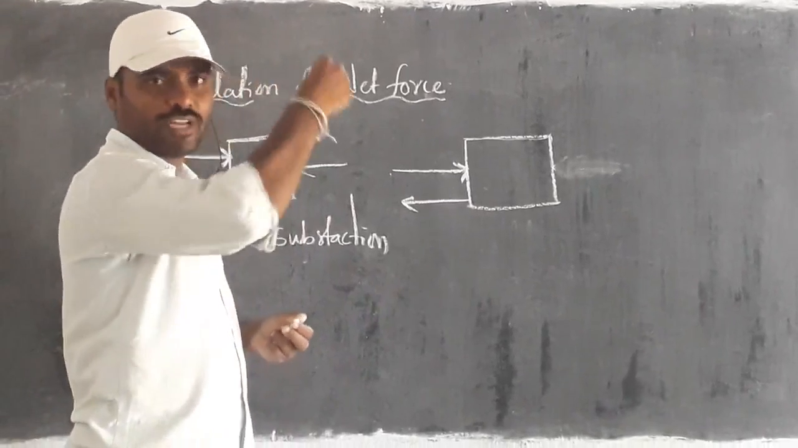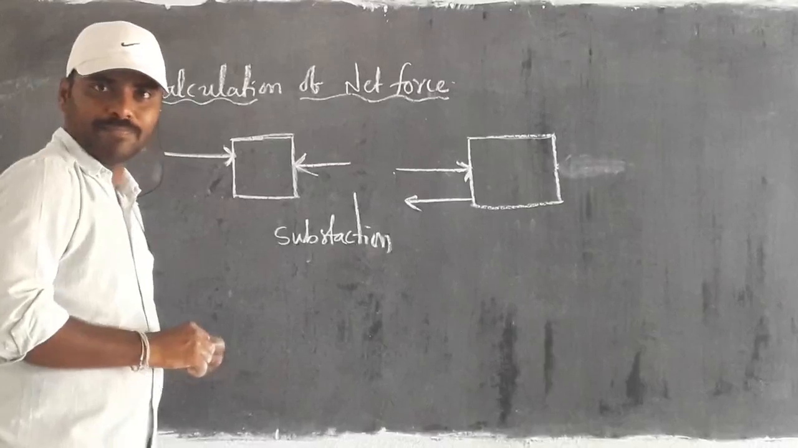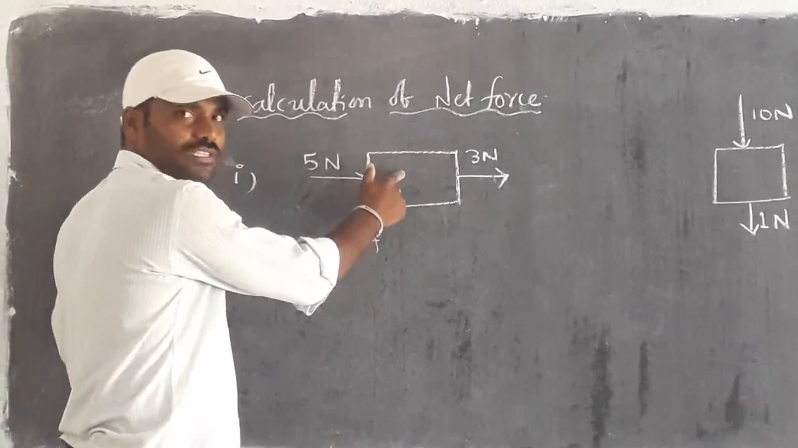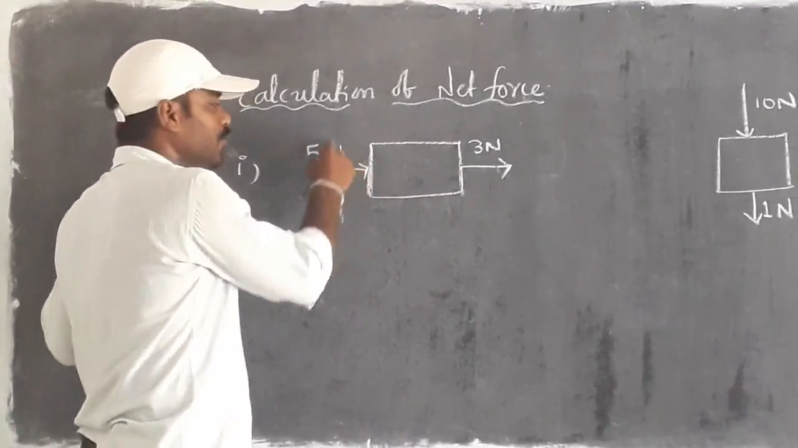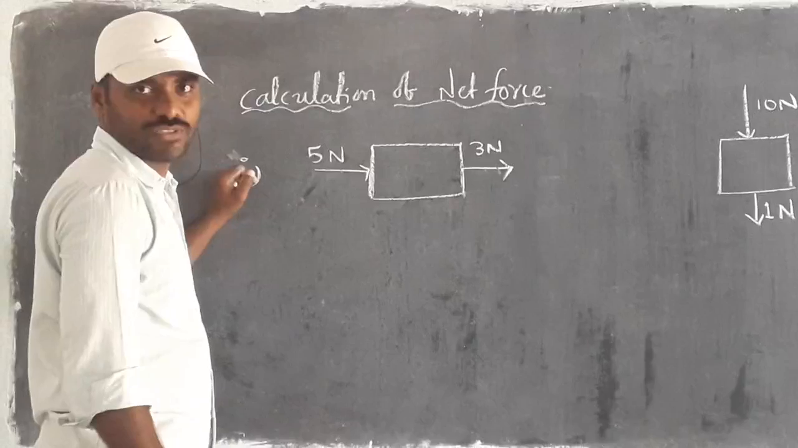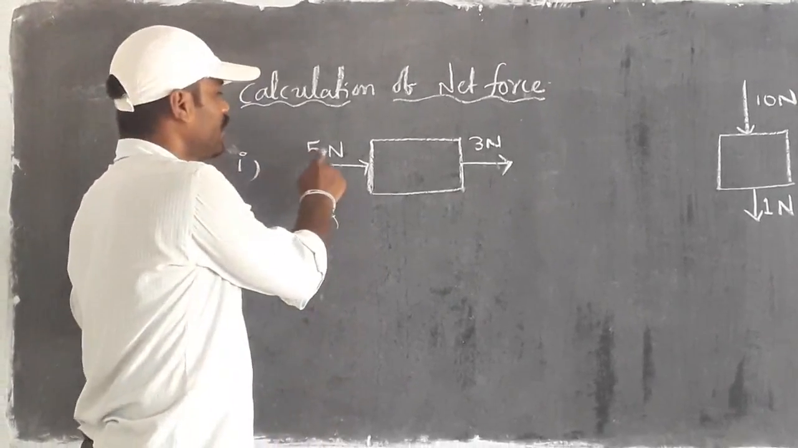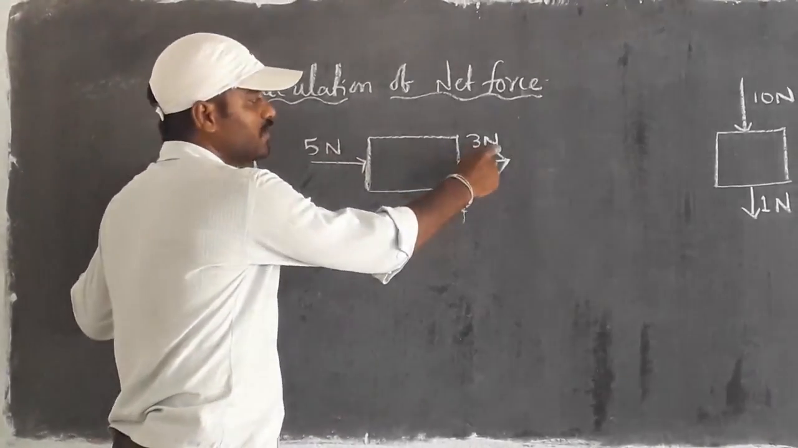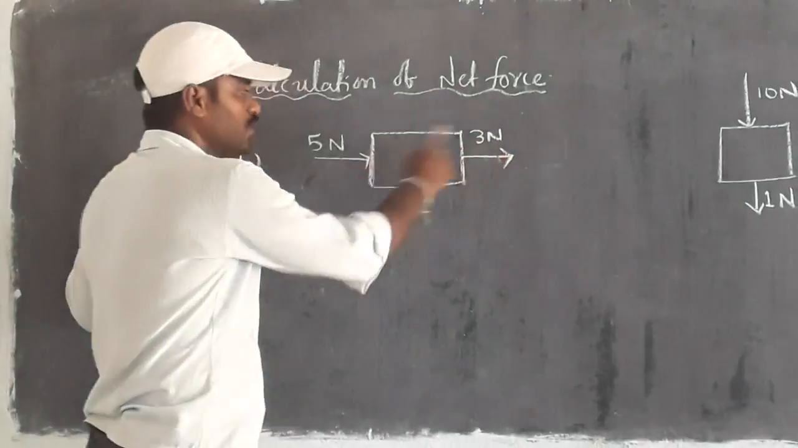Then we have to take a few example problems here, okay? Take the problem like this. This is the object and 5 newtons. Already you are familiar that newton is the measuring unit of force. Here a 5 newtons force is acting from left to right. Again a 3 newtons force is acting on the object from left to right. Both are in the same direction.